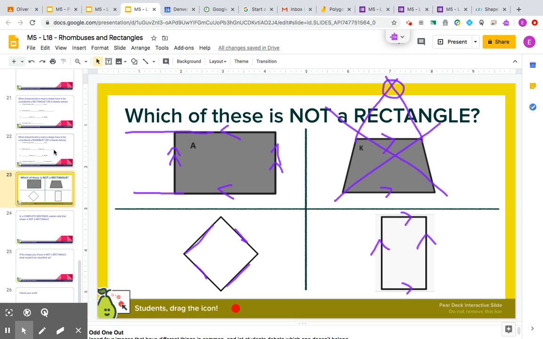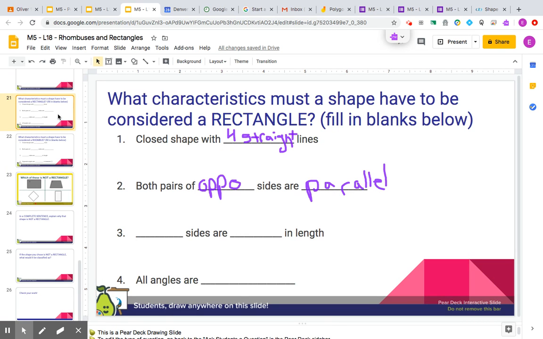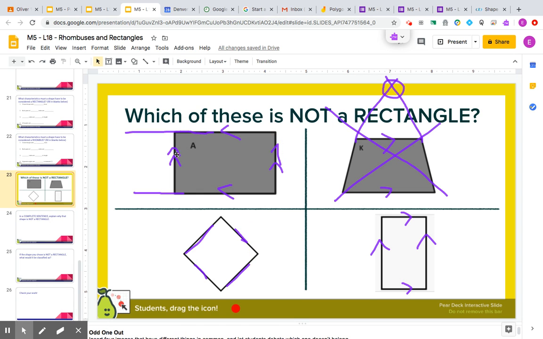Let's review what else a rectangle has to be in order to reassure ourselves that these 3 are rectangles. I know that to be a rectangle, opposite sides have to be equal in length. So we can't have one side greater than the other side. Let's look back. These 2 are the same length, and these 2 are the same length. This looks like the same length, and this looks like the same length. And over here, these 2 are the same length, and these 2 are the same length. So they all qualify as rectangles.